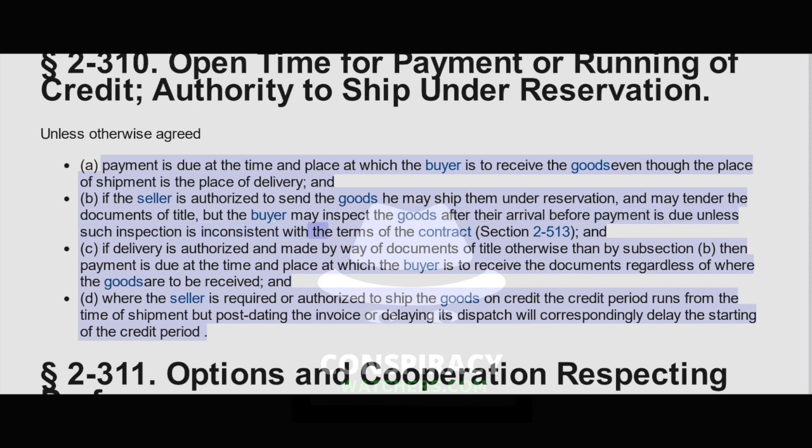And if delivery is authorized and made by way of documents of title otherwise than by subsection, then payment is due at the time and place at which the buyer is to receive the documents regardless of where the goods are to be received. And where the seller is required or authorized to ship the goods on credit, the credit period runs from the time of shipment, but post-dating the invoice or delaying its dispatch will correspondingly delay the starting of the credit period.